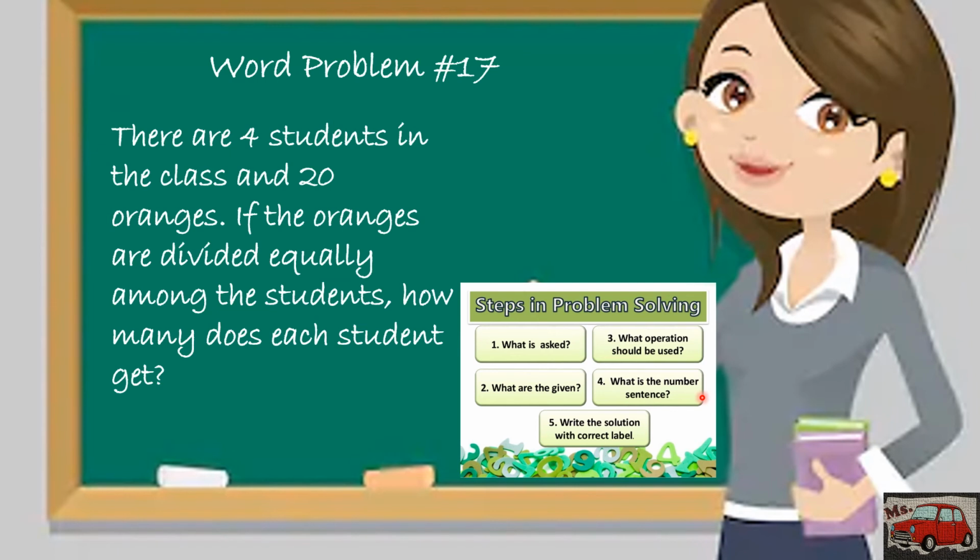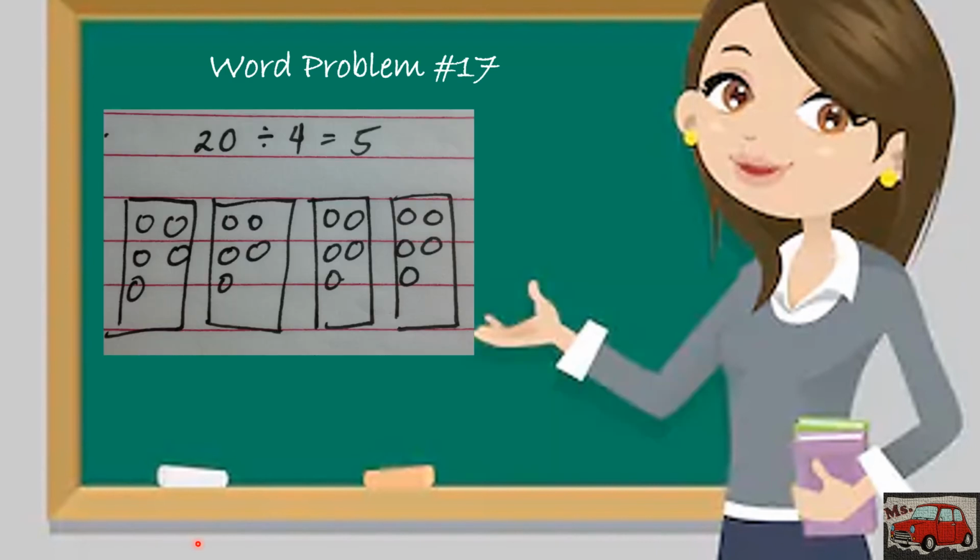What is the number sentence or expression? So since division, that would be 20 divided by 4. Then let's solve. Alright, so we have 20 oranges and hinati siya sa 4 na estudyante. So, bawat isa makakukuha ng 5 oranges.